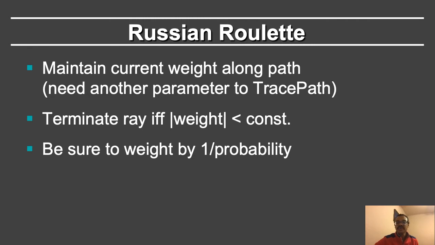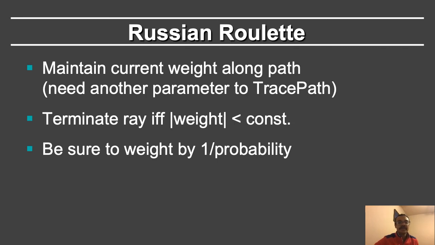In this case, you need to maintain the correct weight around the path. After maintaining the current weight along the path, you can decide to terminate the ray. The idea for this is that if you have many rays that contribute only a small amount to the path, let's say their weights are 0.05, 0.1, 0.02, ideally you would only want one of those rays to continue.